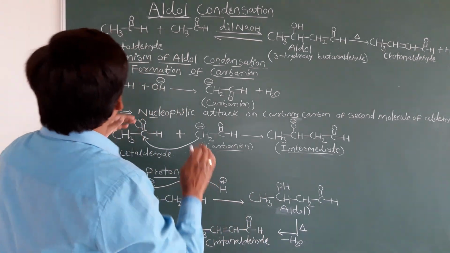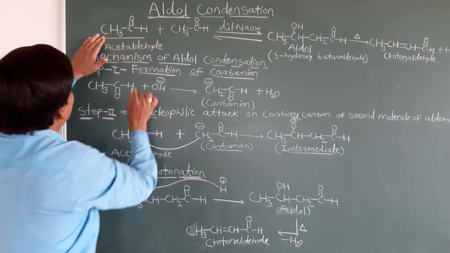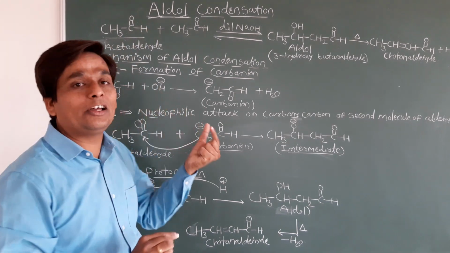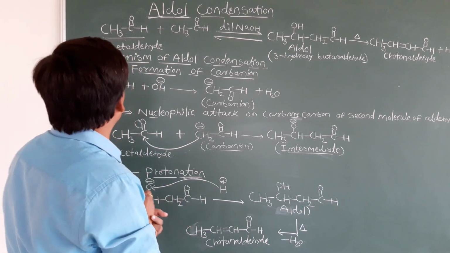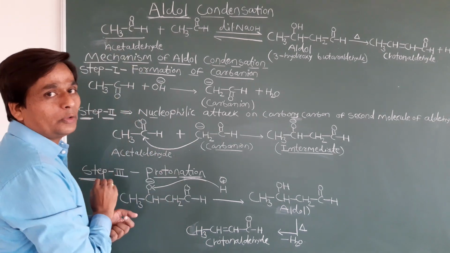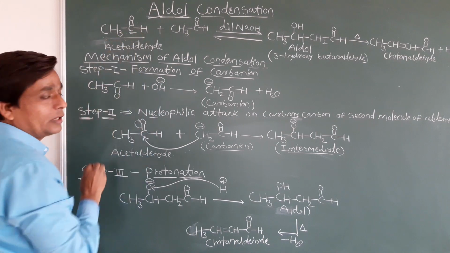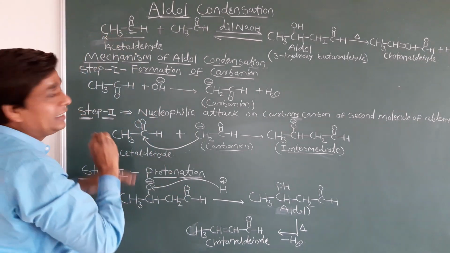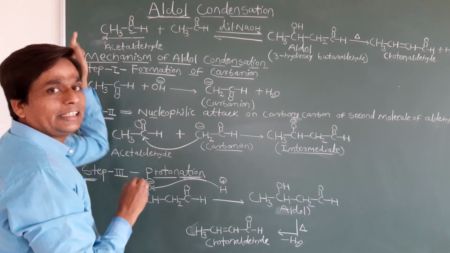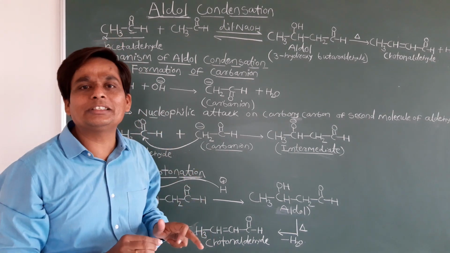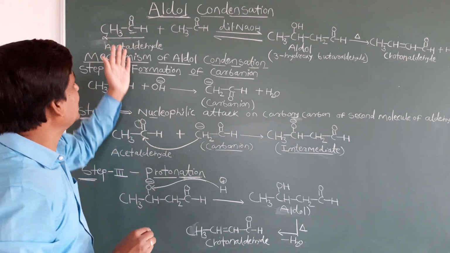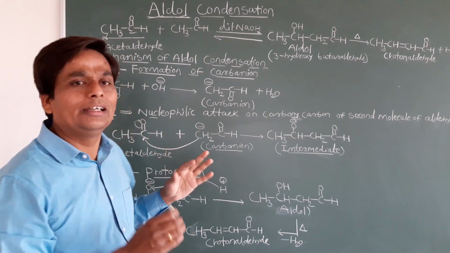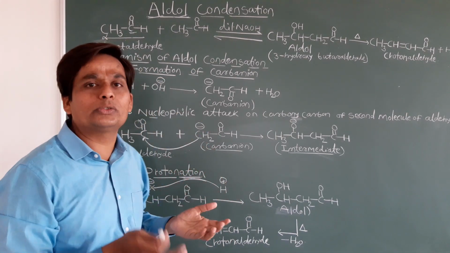Let me give one example, acetaldehyde, CH3CHO. The aldehyde or ketone should contain an alpha hydrogen atom. How can we see the alpha hydrogen? This is the carbonyl group, and next to the carbonyl group we have the alpha and beta carbons. This is the alpha carbon, and it has 3 alpha hydrogens. So acetaldehyde undergoes this reaction. Acetone also contains alpha hydrogen atoms, so we can use acetone as well.